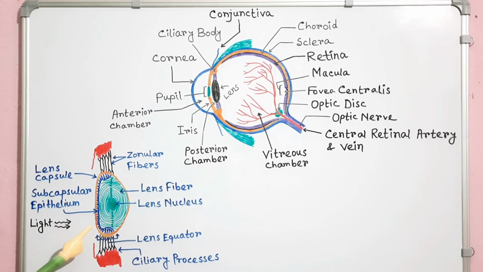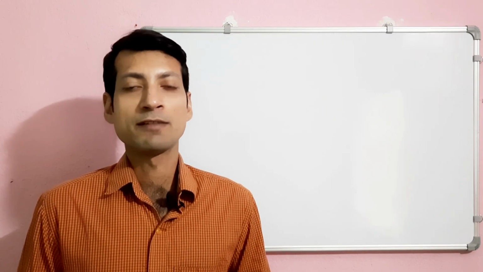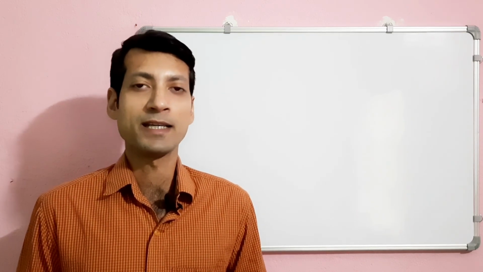By changing its shape, the lens changes the focal distance of the eye, meaning it focuses the light rays that pass through it onto the retina in order to create clear images of objects that are positioned at various distances. It also works together with the cornea to refract or bend light. So this is all about the different chambers and lens of the eye.